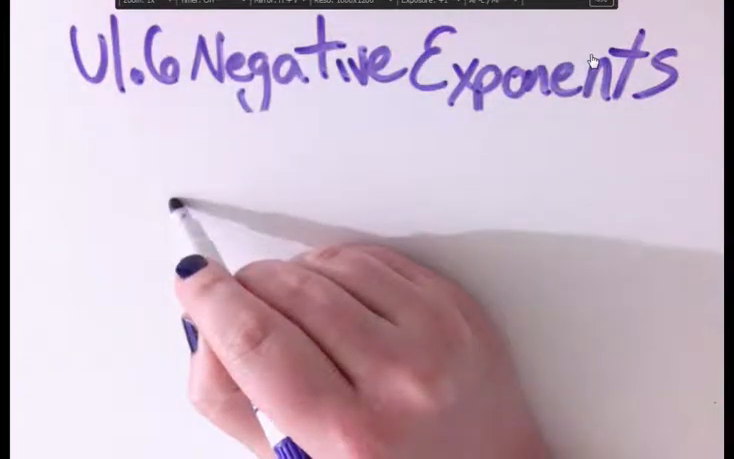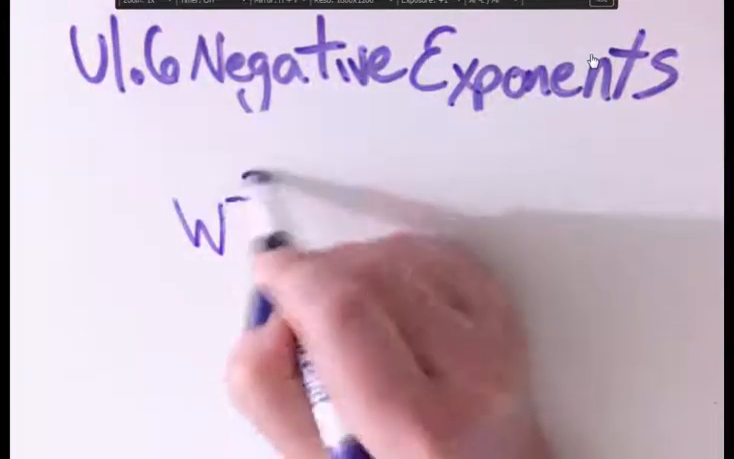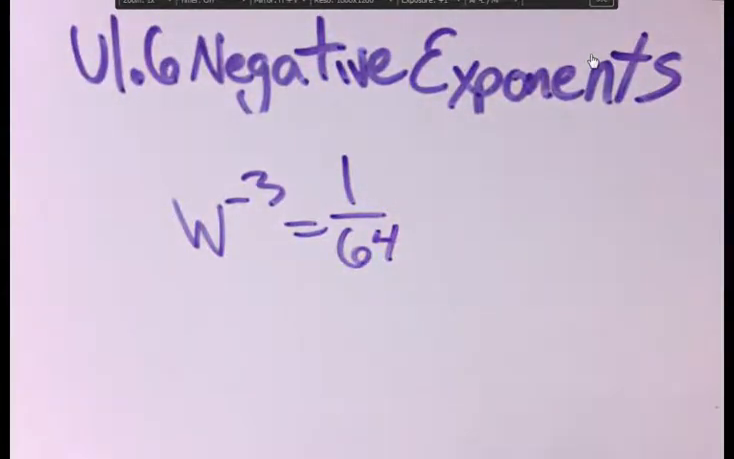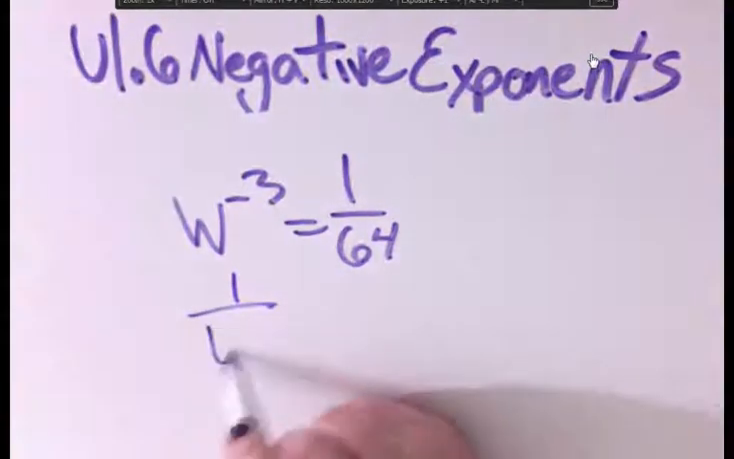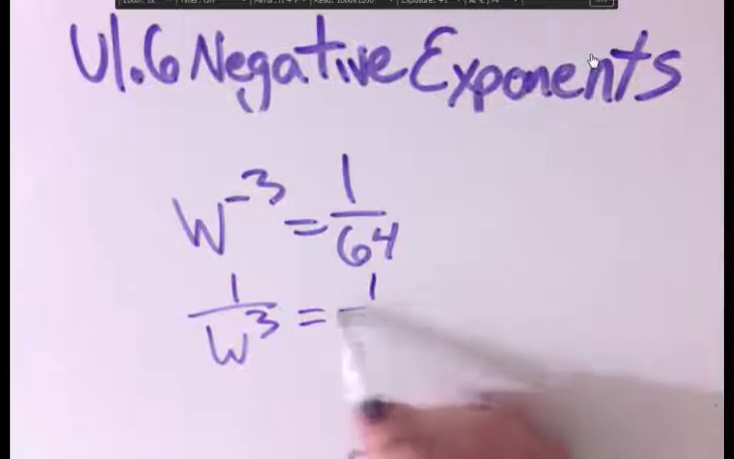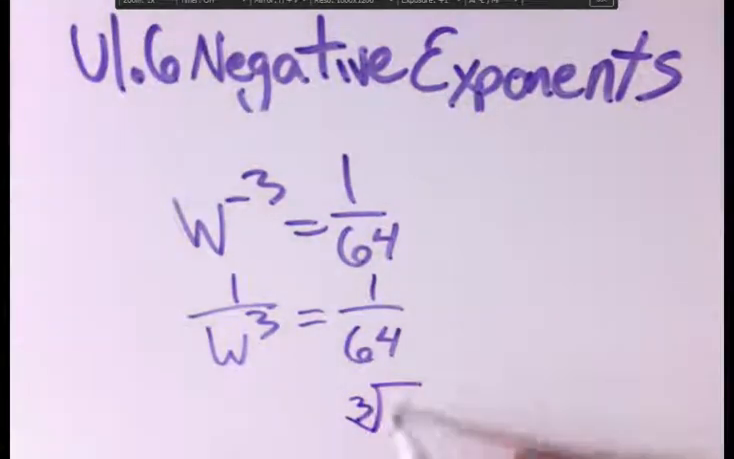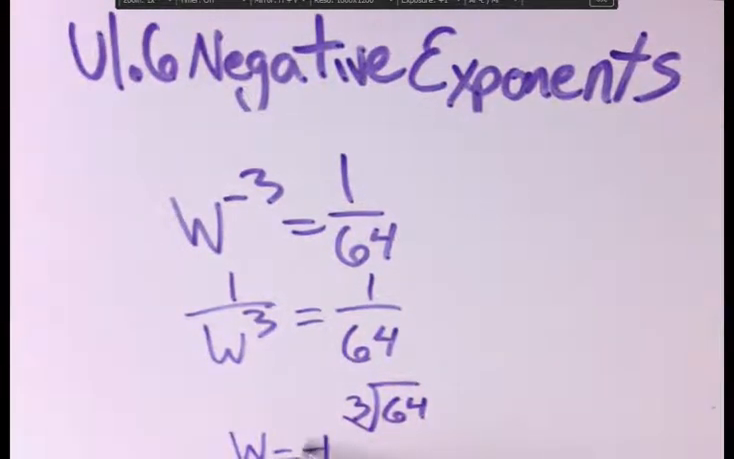If we're asked to solve for w, when w to the negative 3 equals 1 over 64. So we know that we can do the inverse operation to get rid of that negative on that 3. So we can write this as 1 over w to the 3rd equals 1 over 64. So then we have to know what to the 3rd is going to give us 64. Alright, so what we can do here is take the cube root of 64, and that's going to give you that w is equal to 4.